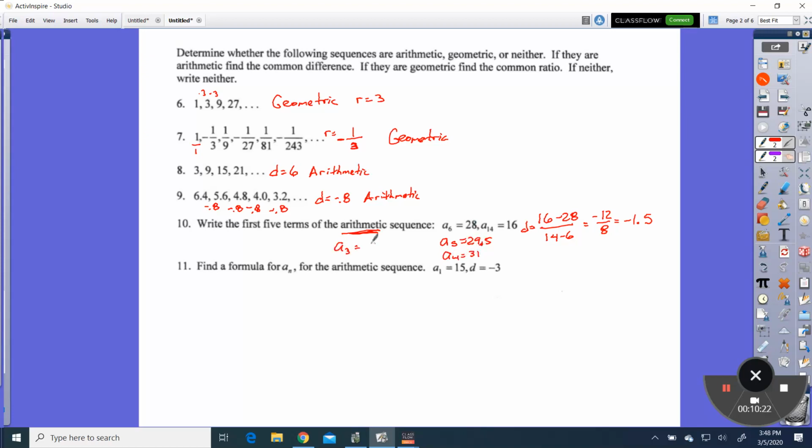A3, if I add 1.5 to that, takes me to 32.5. A2, if I add 1.5 to that, takes me to 34. And A1, if I add 1.5 to that, takes me to 35.5.